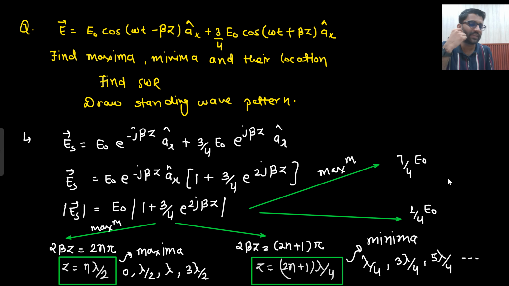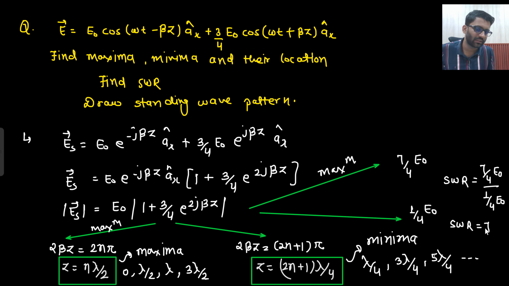What do you think? What will be your standing wave ratio? Standing wave ratio: 7 by 4 E naught divided by 1 by 4 E naught, because it is maximum value divided by minimum value. So what are you getting? Standing wave ratio is 7. So this is how we calculate the standing wave ratio. Is that clear to you? Standing wave ratio is 7.